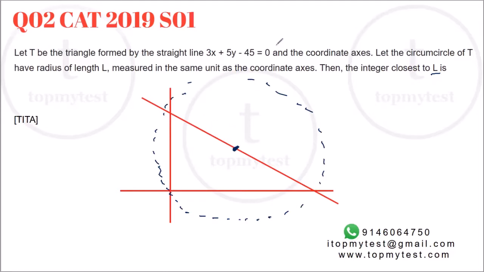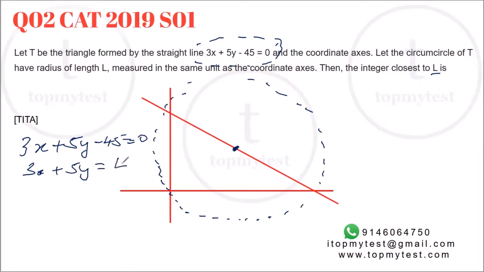Easiest way to find the hypotenuse: convert this into the intercept form. So 3x plus 5y minus 45 equals 0. If you rewrite this, you'll get 3x plus 5y equals 45. Divided by 45 throughout, you'll get x by 15 plus y by 9 equals 1. Once you have it in this form, you know it intersects the x-axis at (15, 0) and the y-axis at (0, 9). This length is 9 units. This length is 15 units.